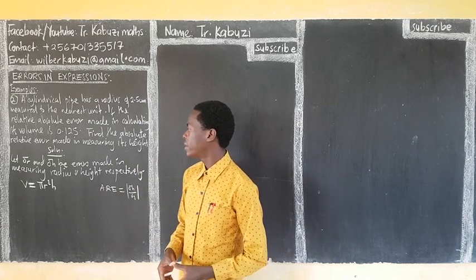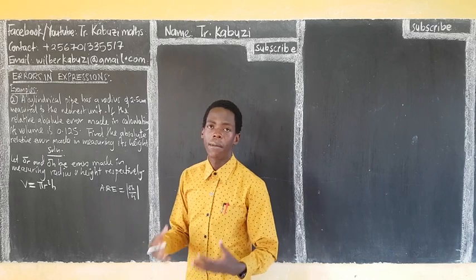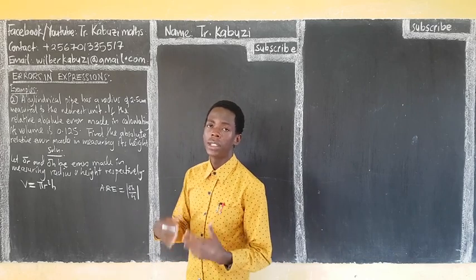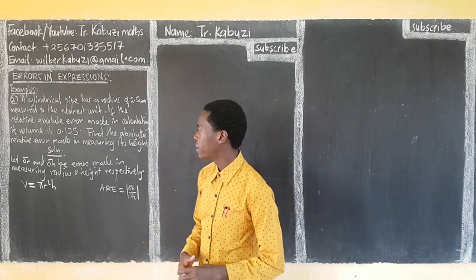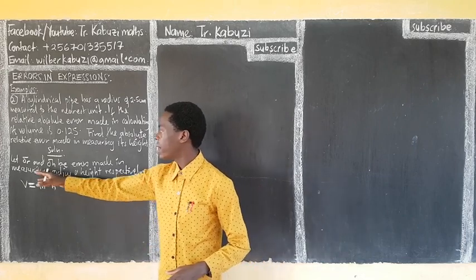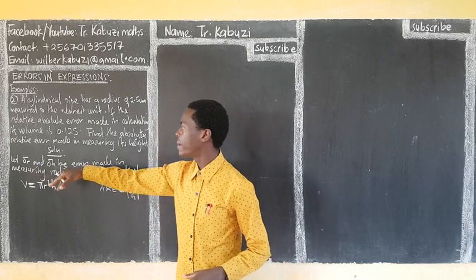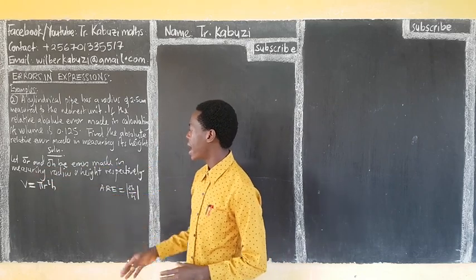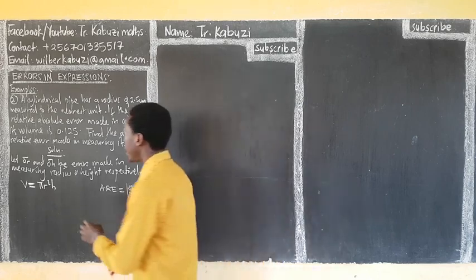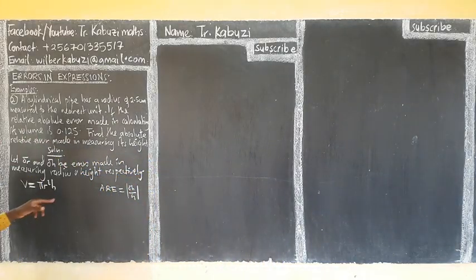Now, in simple terms, we first have to see the formula for getting the absolute relative error. So we have to go back to first principles by writing: let sigma r and sigma h be the errors made in measuring the radius and the height respectively, which means that if there is an error in r and h, there will be an error in the volume also.